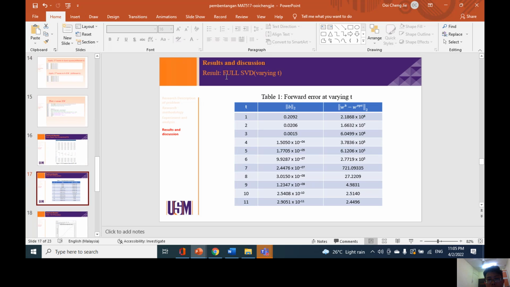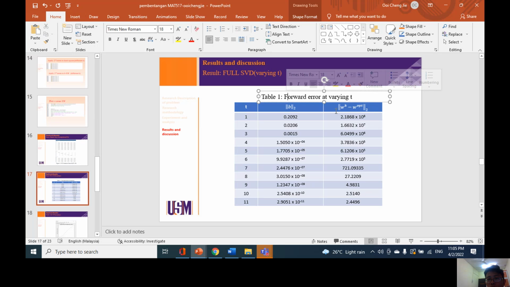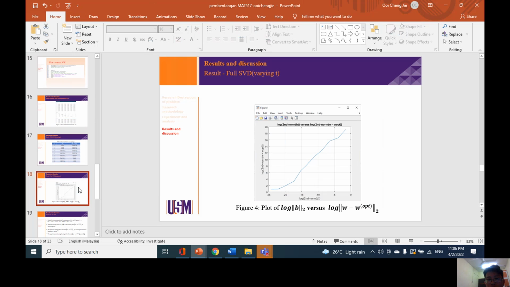In this slide, I'm going to talk about the result for the full SVD at the varying t. The forward error at varying t, basically we are referring to this part. We want to see what the effect of the increasing t is on this forward error. As we see, whenever t is increasing from 1 to 11, the forward error is decreasing. Then, if we look at the B, we will see the same thing. That means whenever the value of t is increasing, both the second norm of B and the second norm of the forward error are decreasing.